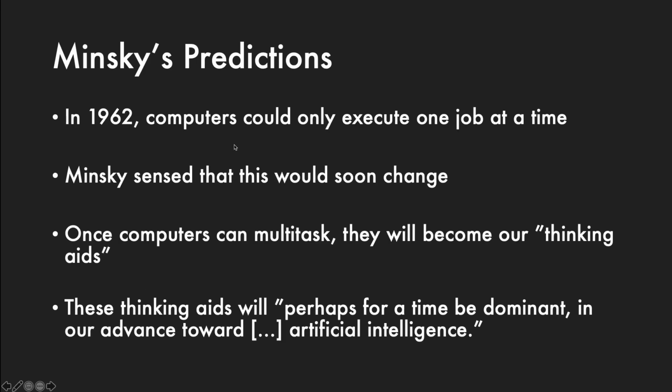So Minsky had some predictions. For context, in 1962, computers could not multitask. They could only execute one job at a time, but Minsky sensed that this was going to change. So he said, once computers can multitask, they will become our thinking aids. These thinking aids will perhaps for a time be dominant in our advance toward artificial intelligence.